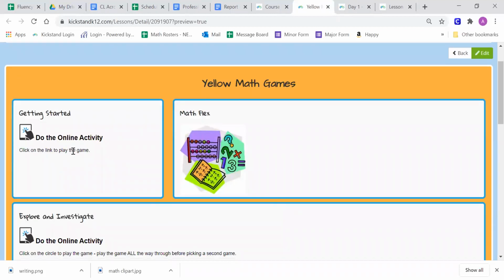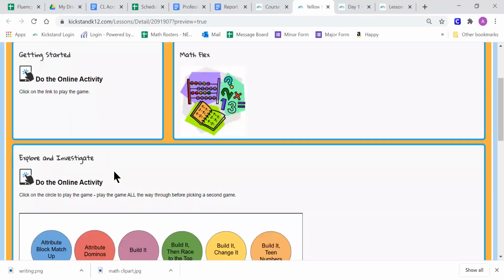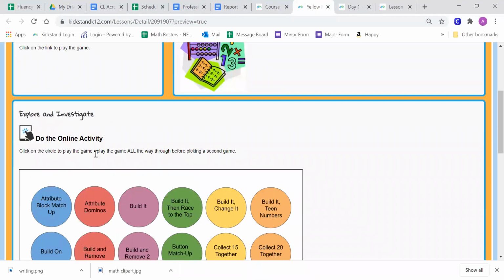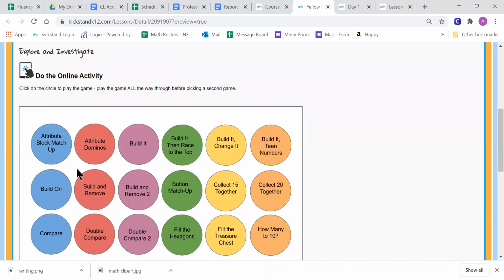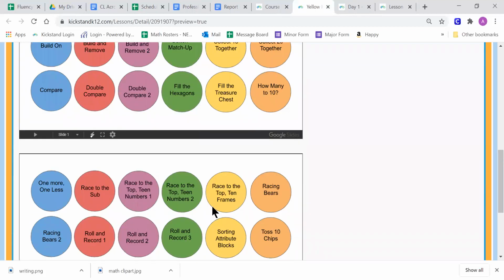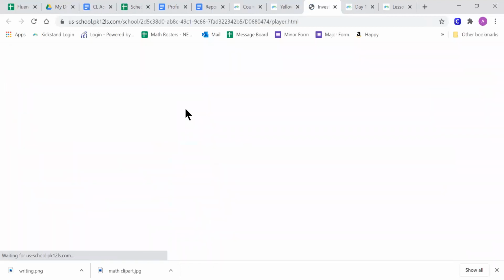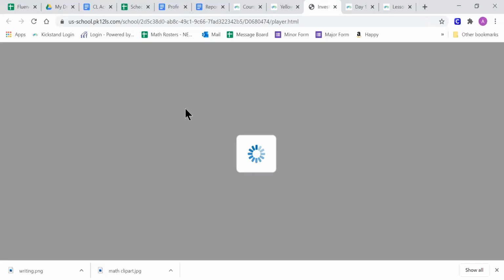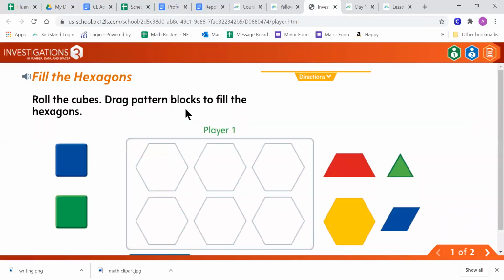So this one's very simple and straightforward. Click on the link to play the game. Click the circle to play the game all the way through before picking a second game. Students then have choice because this is their flex time. It's 4 options. We wanted this to have many options. So then they would come over here, click the circle, and it brings them directly to the game page. We didn't have to go through a sign-in or an additional outside source. So that's kind of how we organized all 3 things.